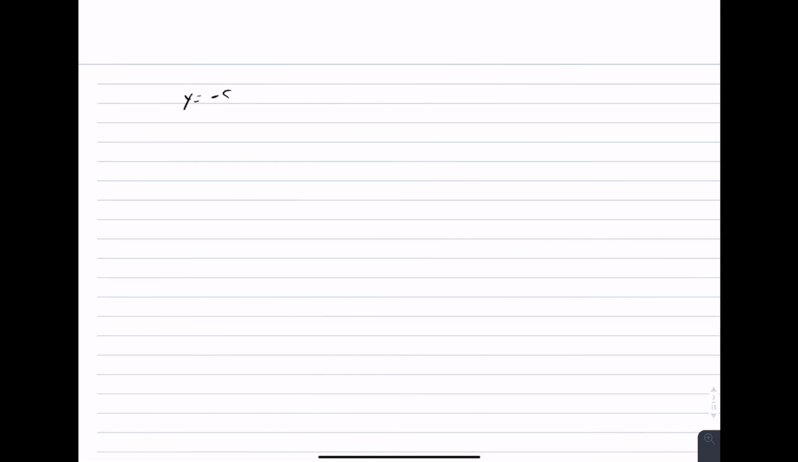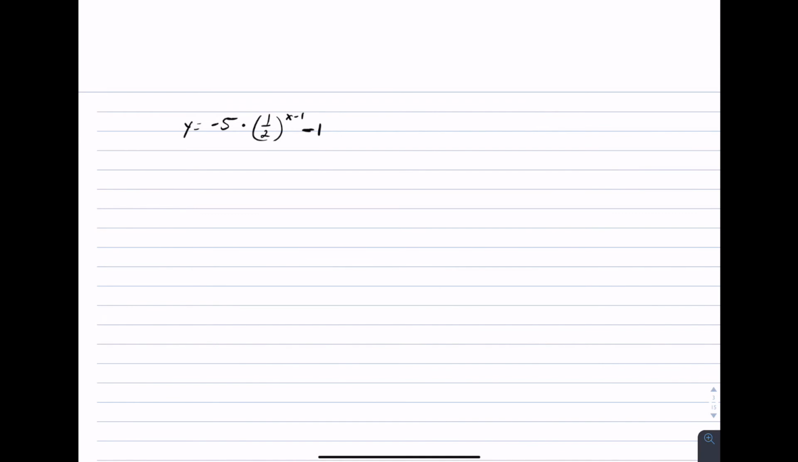So y equals -5 times 1/2 to the x minus 1, and then minus 1 after all. So if you have, let's say, a 1/2 to the x, remember this is your decay function. That's a decay function. But if you have, let's say, a 2 to the x, this is a growth function. So you have to learn how to work with that.